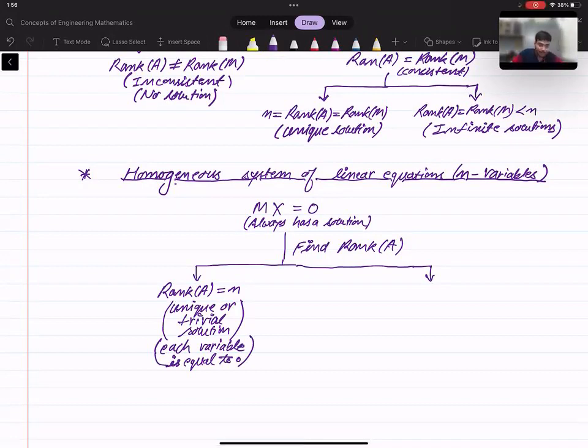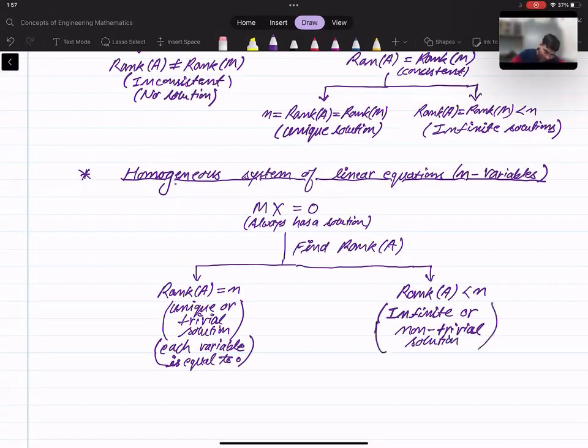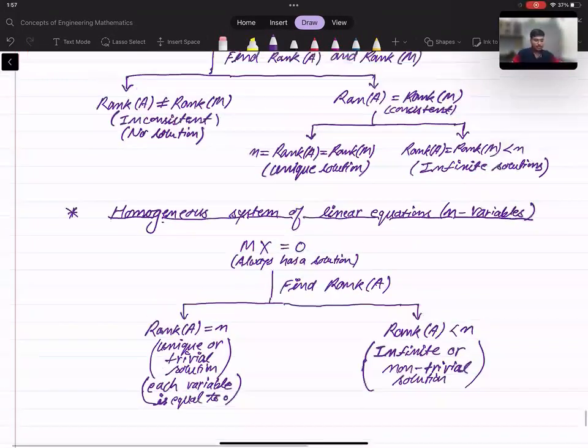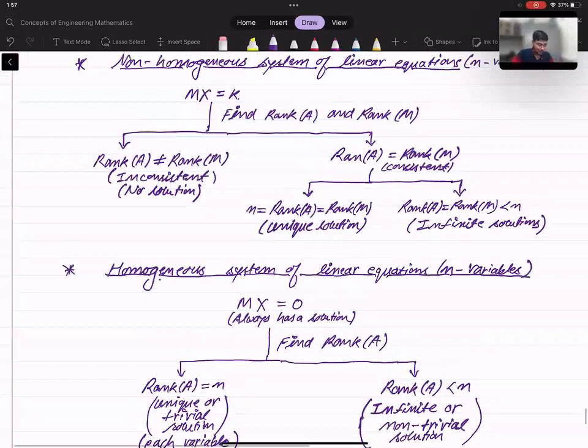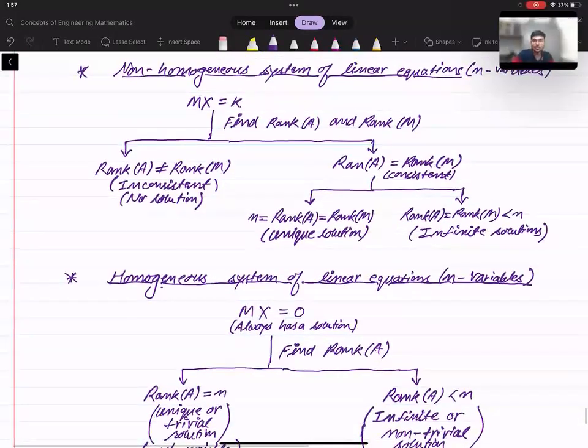And in case the rank of A becomes lower than n, then there will be an infinite number of solutions, or non-trivial solution. So infinite or non-trivial solution. So these are the methods to check the consistency of a system of equations.